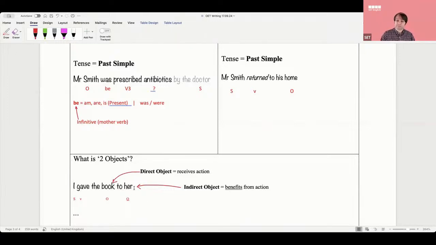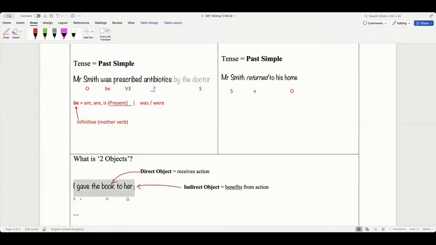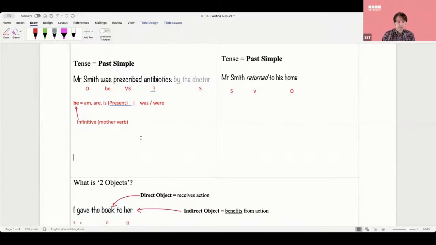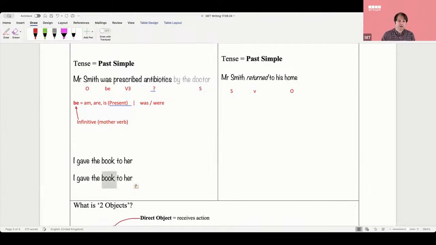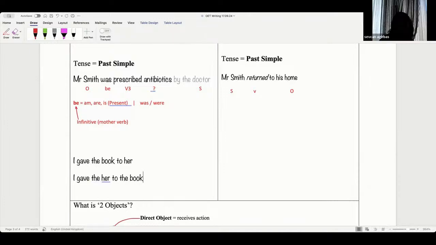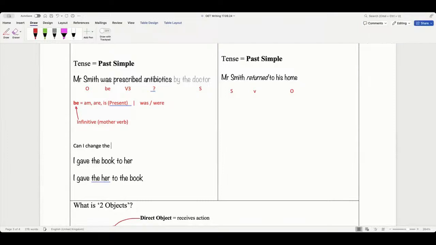Is that clear? Yes. Can I show you something then? Look at this. What happens if I change it round? Can I say this? I gave her to the book. Does that make sense? No. I gave the... no. Can I change them round? What do you think, guys? Is it possible? Can I change the direct and indirect object? Is it possible in English?